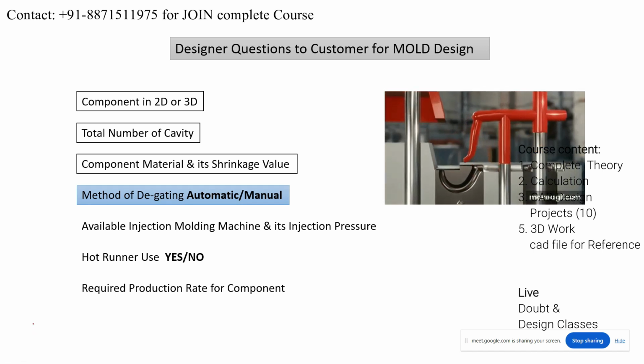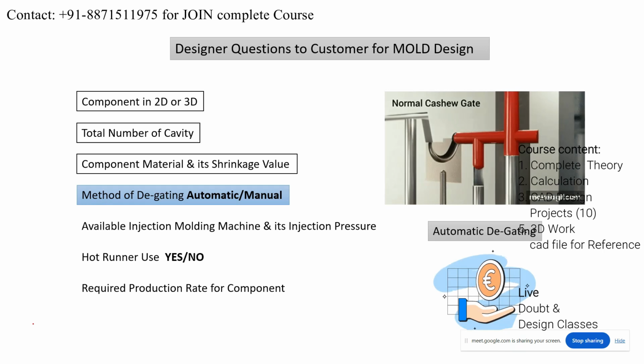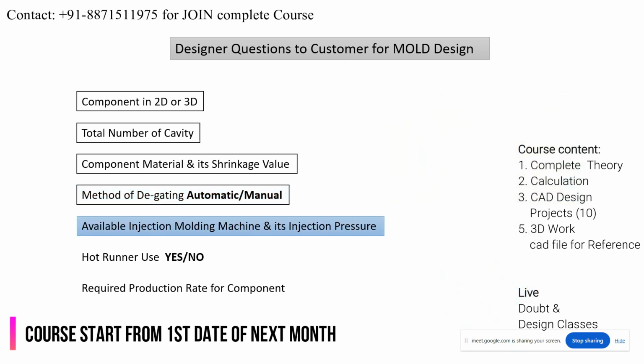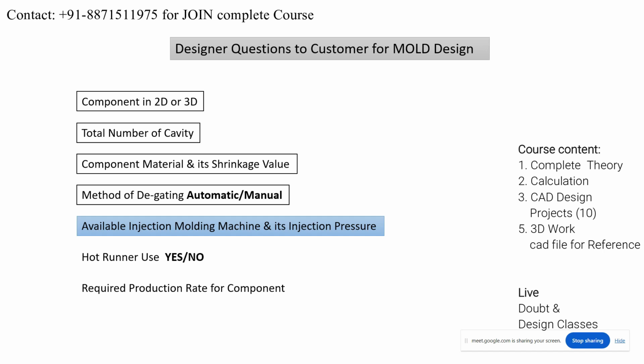Is it clear? Now one more point, which is about the available injection molding machine, that is, what injection molding machine is available to the customer. For example, the customer has a 30-ton machine, 50-ton machine, 80-ton machine, or 100-ton machine. So we should have knowledge about that, so we know in which machine we can prepare our component. Is it clear?